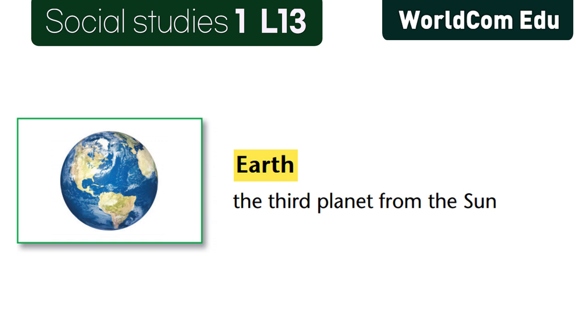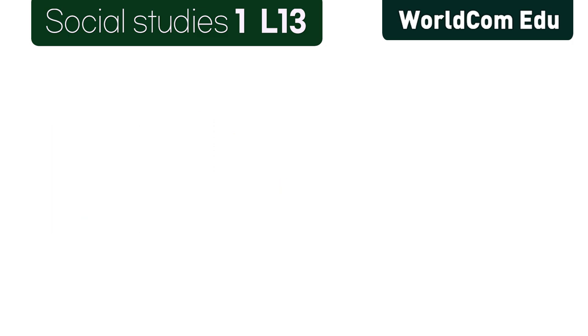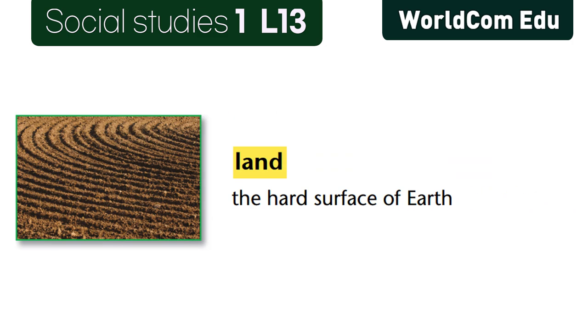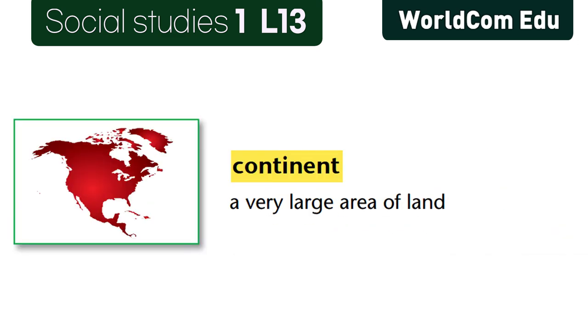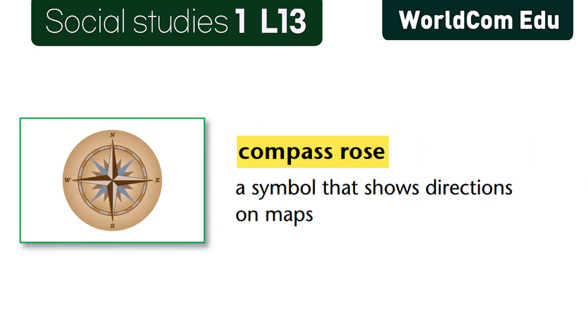Lesson 13. Here on Earth. Earth, the third planet from the Sun. Globe, a round object that is a model of Earth. Land, the hard surface of Earth. Continent, a very large area of land. Ocean, a large area of salt water that covers most of Earth. Compass rose, a symbol that shows directions on maps.